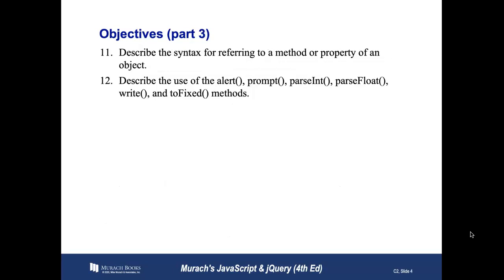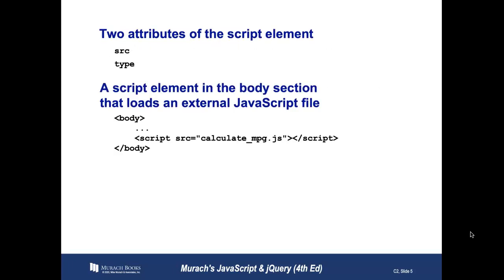So we'll be discussing properties, and we'll be discussing the window object. That's what alert and prompt are, all window object stuff, like when you have a pop-up on your browser. And then we'll talk about parseInt and parseFloat, which turn strings into numbers, write, and toFixed, which are string methods. All this stuff we're going to get to. It's a big week. So the script element, let's start there. There are 2 attributes. Attributes, if you go back to HTML, are just anything that has an equal sign after it.